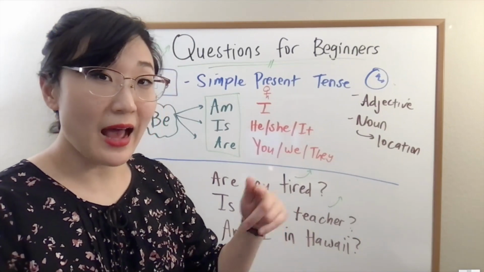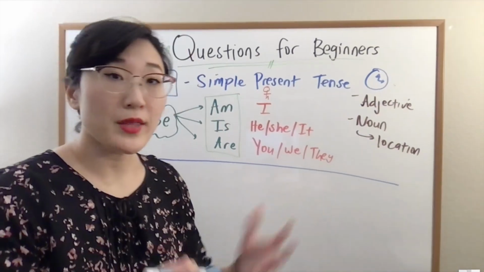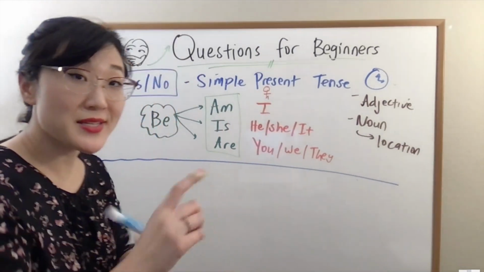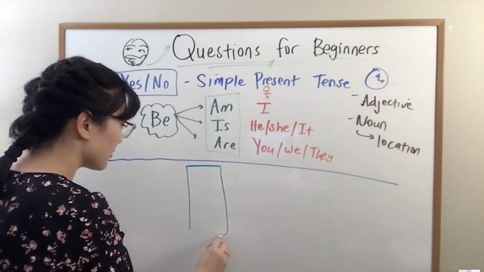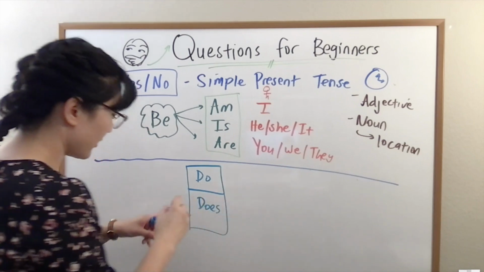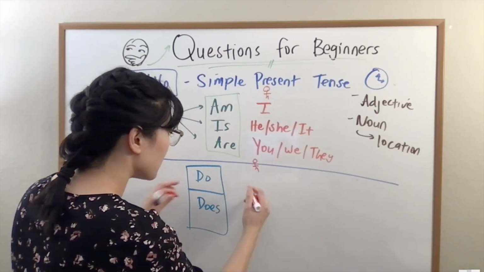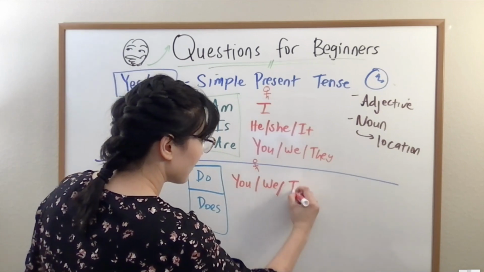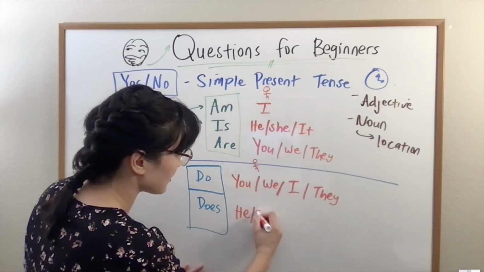Let's look at how to use yes or no questions for other verbs in English. With other verbs in English, we do not use the be verb. We use, similar to negatives, do or does first. So do or does. Okay. Then after we need who, same thing. But in this case, do you, do we, do I, do they? And here for does, same thing as negatives, he, she, it.